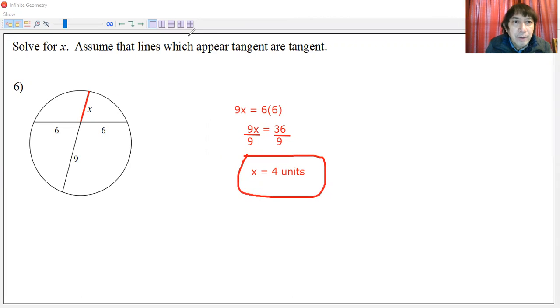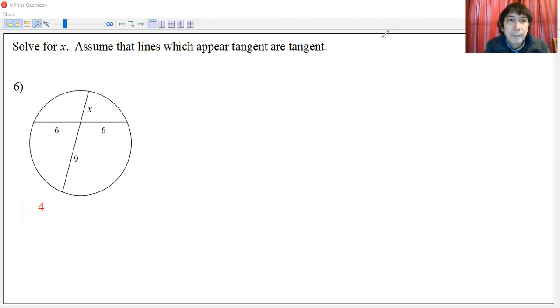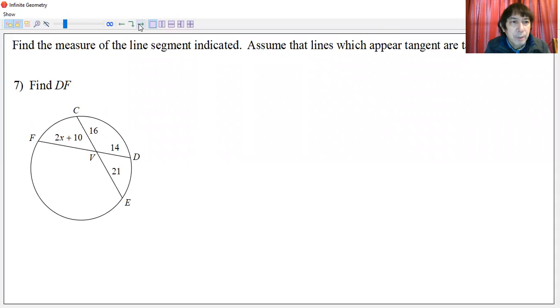Check the answer below the diagram. You can see it there. And so that goes to our number 6, intersecting chords inside a circle. Let's continue with number 7. Here's number 7. Find the measure of the line segment indicated. Assume the lines which appear tangent are tangent.